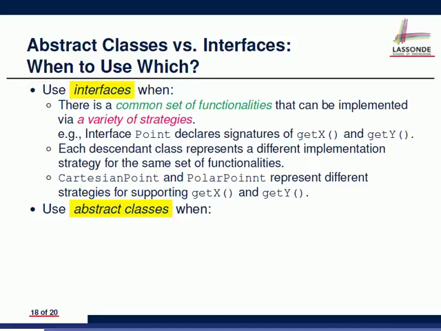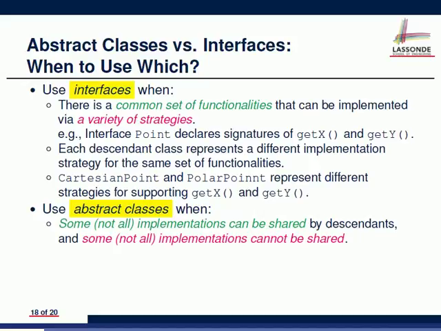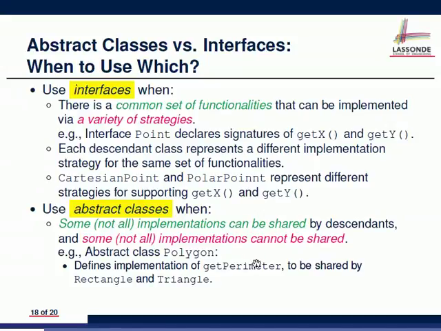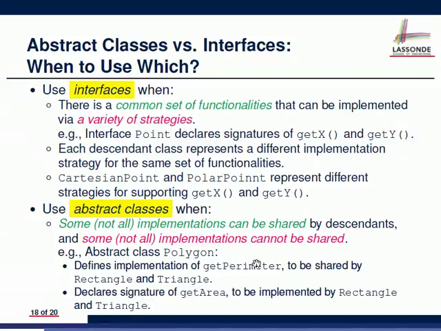Okay. What about abstract classes? That's a little bit like a mix, a gray area. So let's see this. That means some, not all, implementation can be shared. For example, getPerimeter can be shared between rectangle and triangle. And some other methods may not be shared. For example, the way you calculate getArea for a triangle cannot be shared with the way you calculate area for a rectangle. So for polygon, you can have getPerimeter shared and getArea not shared. You have to delay that implementation to the descendant classes. Okay, that's the principle.